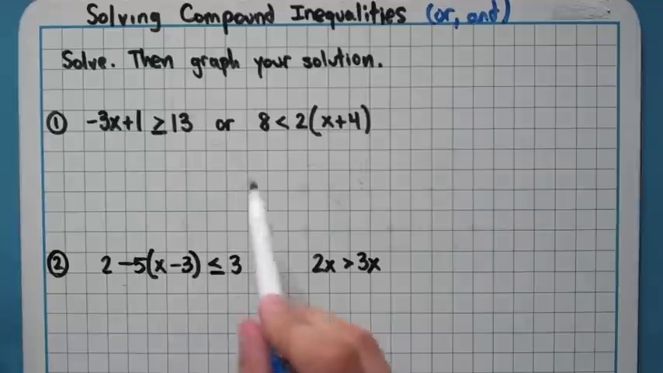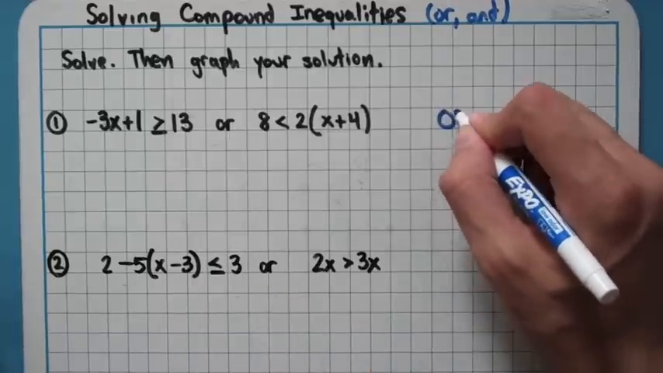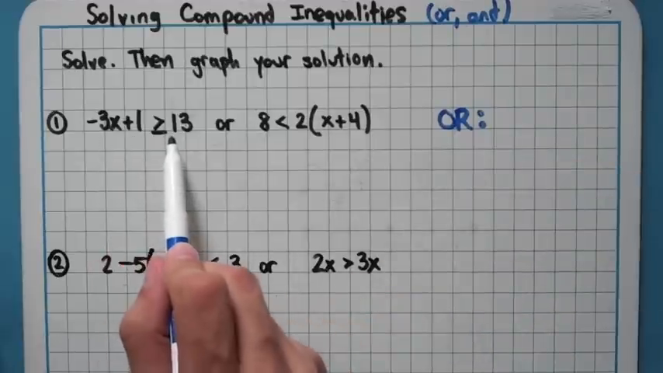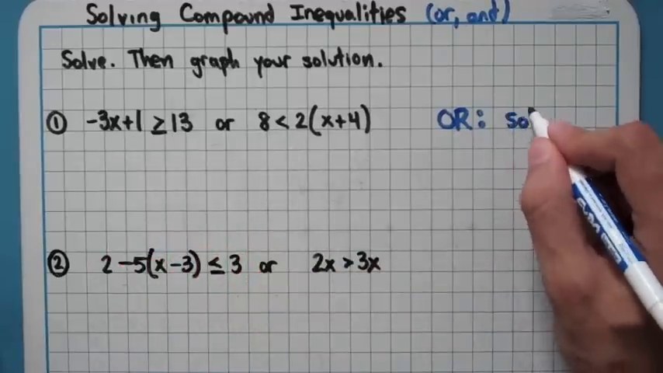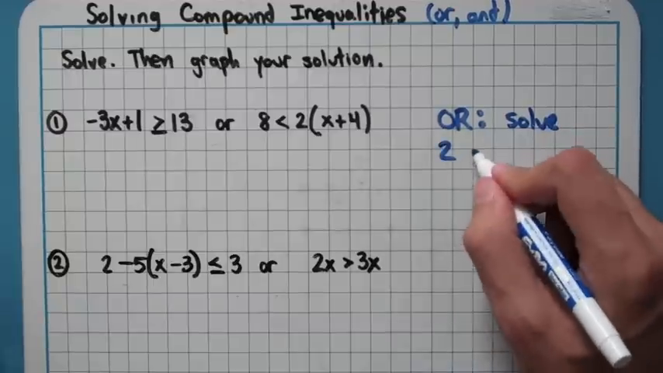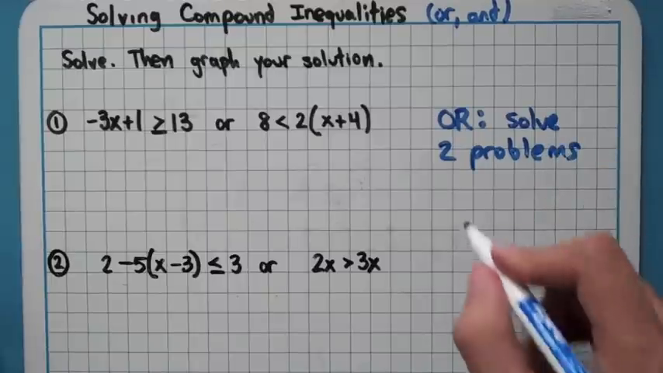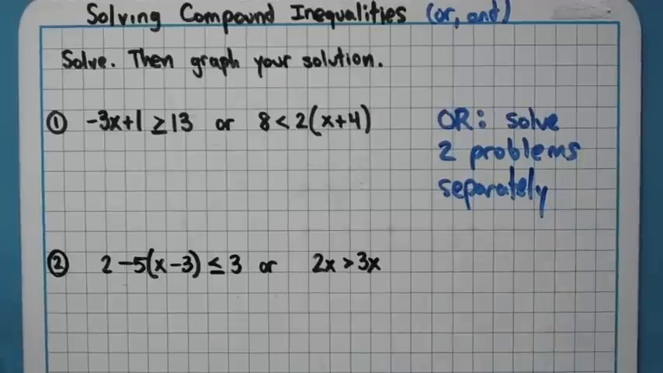So, the first type of problem we're going to focus on is "or" inequalities. And the strategy for "or" inequalities, you can see right here, it's either this inequality or this one. Just solve the two problems separately. "Or" problems are great. It's just like doing a normal problem, except instead of doing it just once and being done with it, you do two problems before you're actually finished.